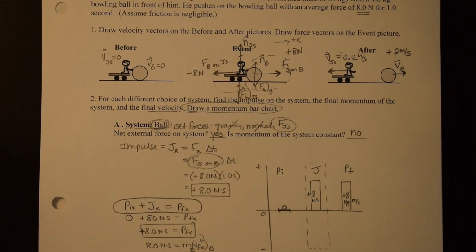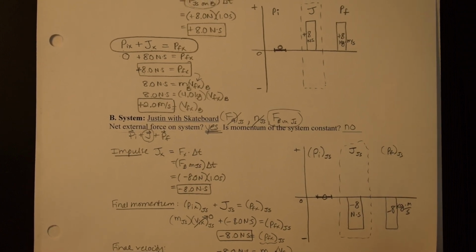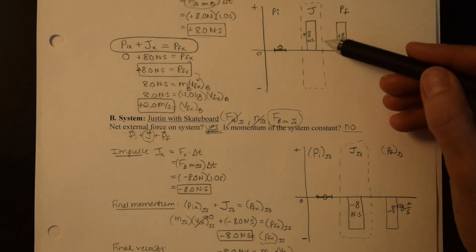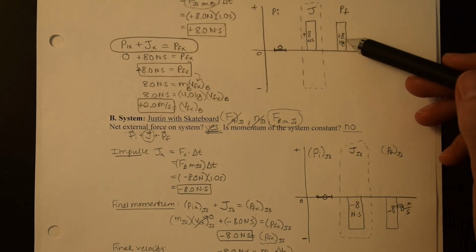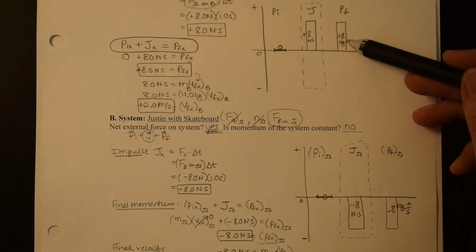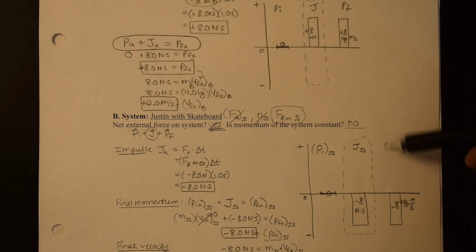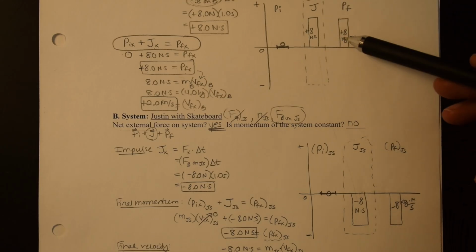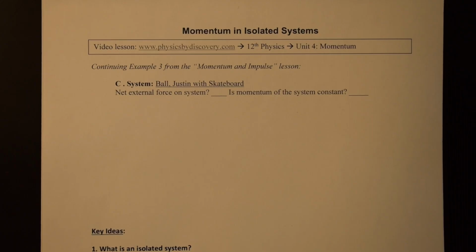Before we go into part C, I'd like to take a closer look at these two bar charts that we have for part A and for part B, for these two different definitions of systems. Notice that the sign of the impulse is opposite, but that the amounts are the same, so +8, -8. And then also look at the final momentum: +8 kilogram meters per second and -8 kilogram meters per second. It almost looks like if you added these together, you would have a total impulse of 0, and you would have a final momentum of 0. That is very interesting.